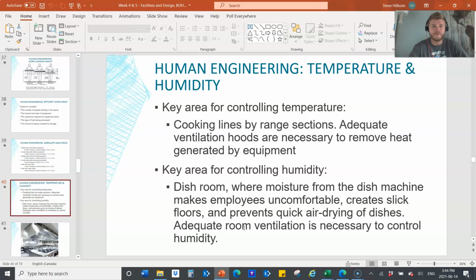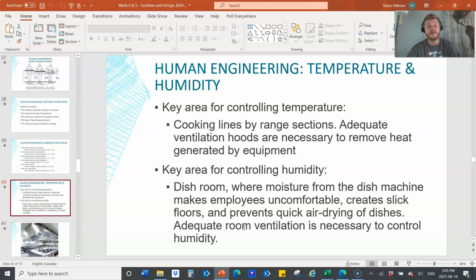A couple of things: temperature and humidity. Now, we've talked about it a little bit already. There are some key issues with temperature and humidity control. So cooking lines are just hot. They're always going to be. Ventilation hoods help. You can have air conditioning in there, although it will not necessarily cool the place completely, but it will help, and it will help your employees work longer, work harder, and more efficiently.